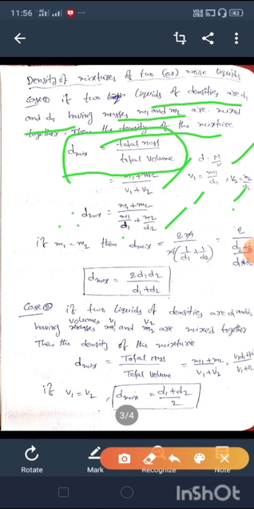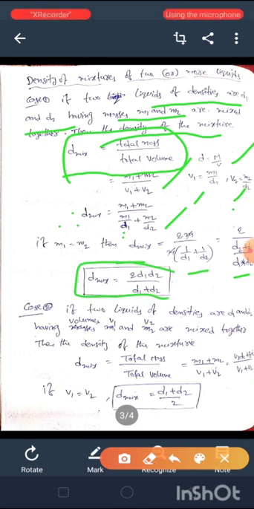Therefore, if m1 is equal to m2, then the density of the mixture is equal to 2m by, here m is common, 1 by d1 plus 1 by d2, that is equal to 2 by 1 by d1 plus 1 by d2. Taking the LCM, which is d1 d2, we get d2 plus d1 by d1 into d2. Therefore, the density of the mixture is equal to 2 d1 d2 by d1 plus d2.